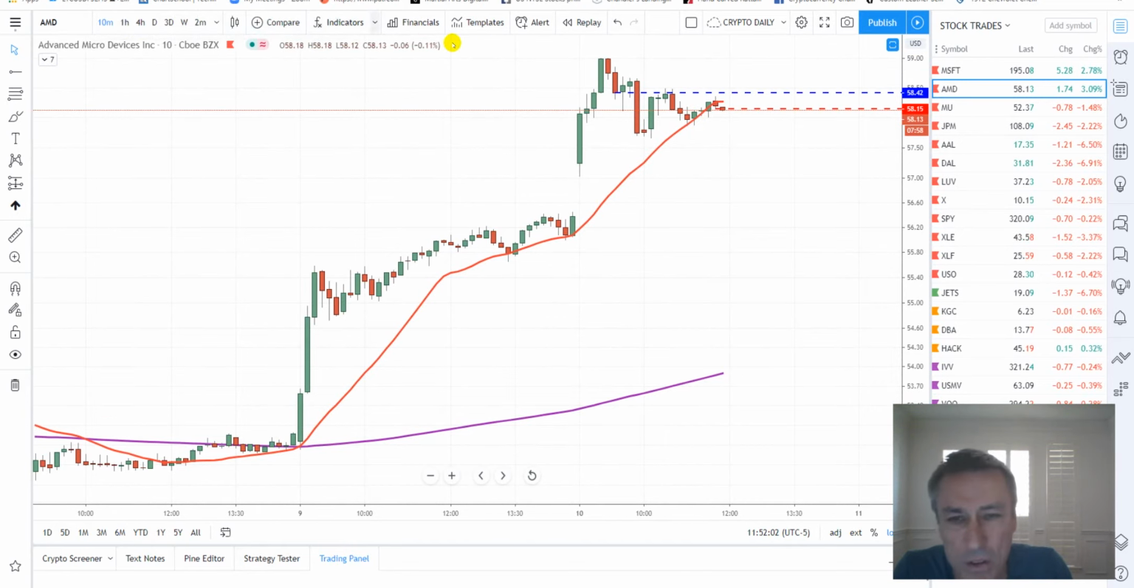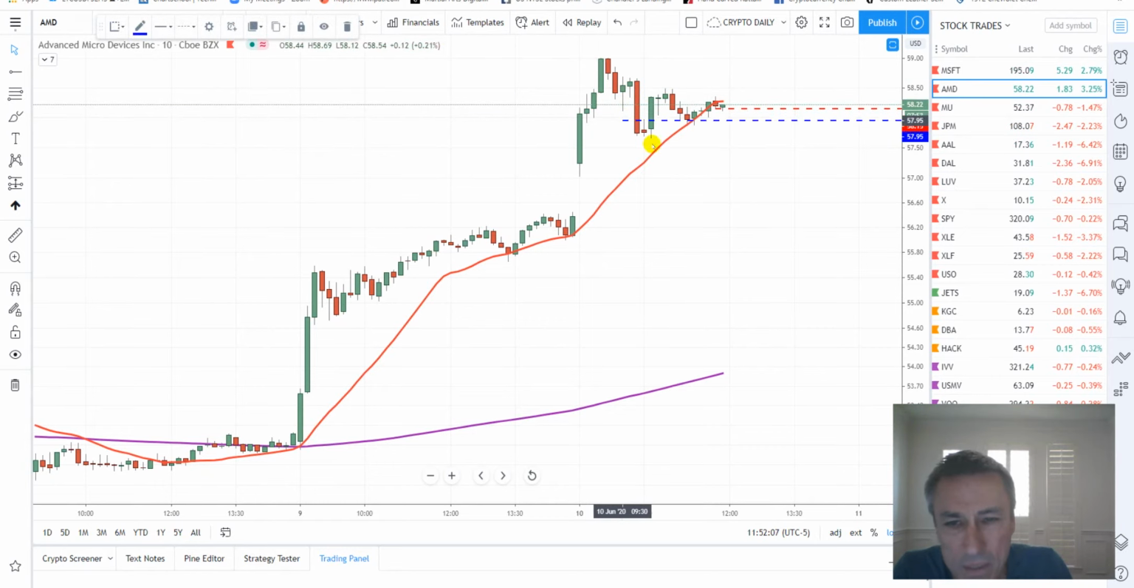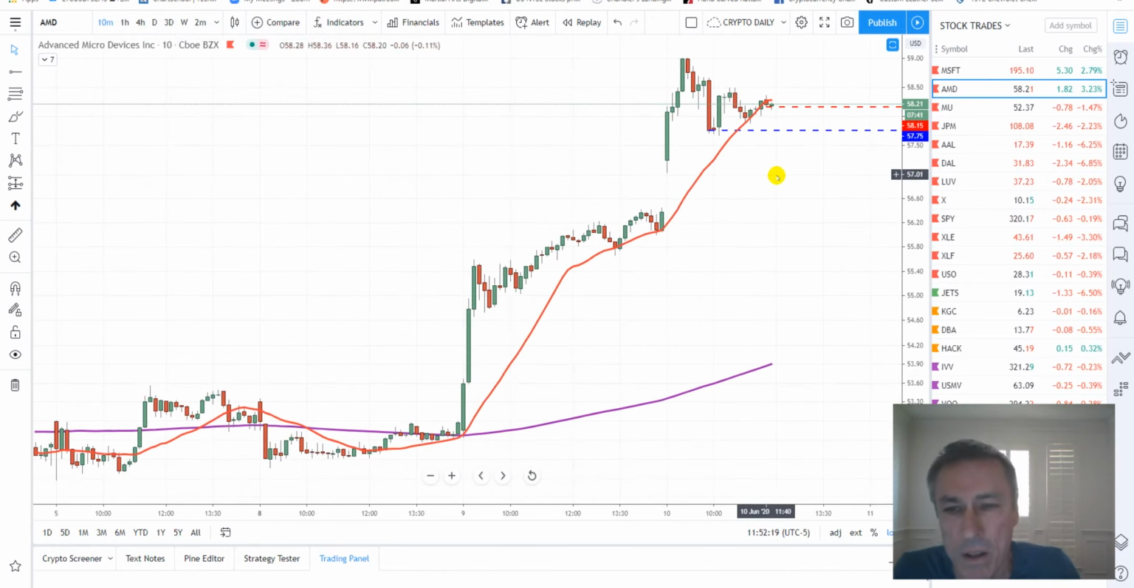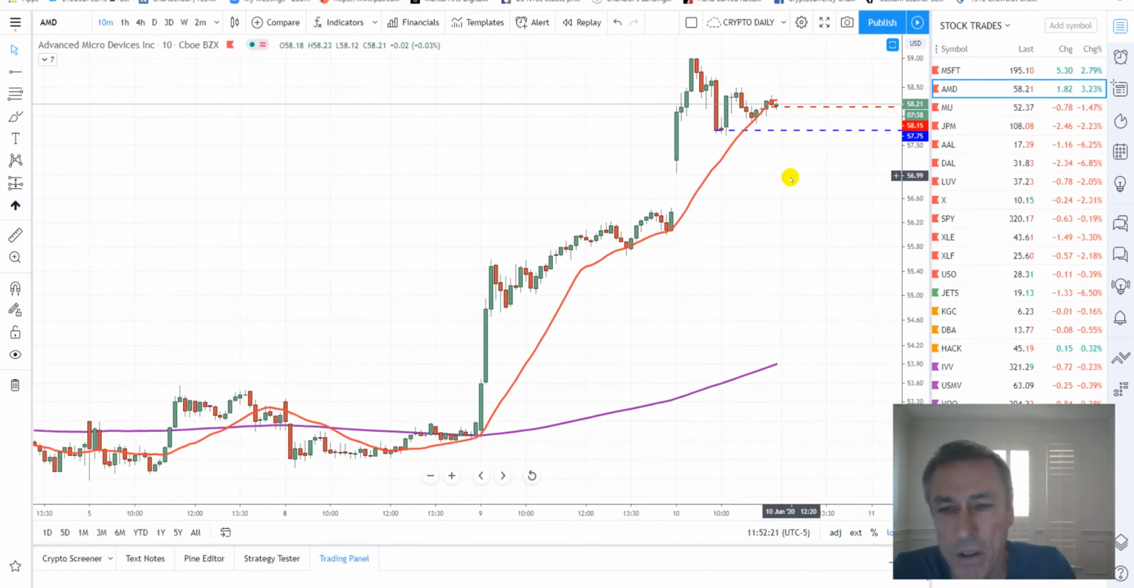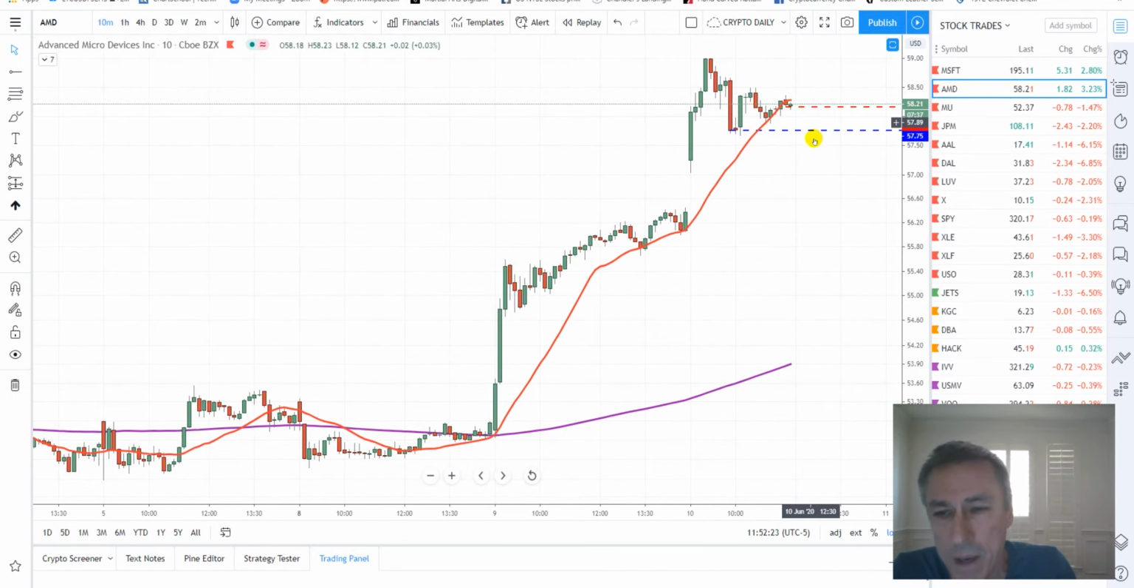Let me take some of this stuff off here. So we're in, and then we'll look for our first target here, but that's too close. We're not going to take profit there. We're really looking to come down to this low pivot. But anyway, we'll put it back on pause, and then see if we can come back down here.